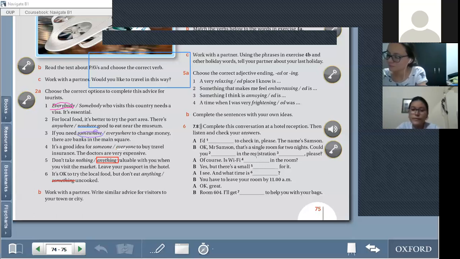And number 6, according to Mariana, the answer is something, right? It's okay to try the local food, but do not eat anything or something uncooked. What do you think about her answer? Is she right or is she wrong? It's anything because the sentence is negative. Yes, that's it. I agree with Valentina.